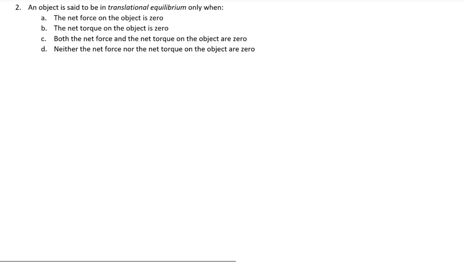This means that option B cannot be correct, because option B states that the net torque on the object is zero, which can be true for translational equilibrium, but this is not the only time when translational equilibrium is true. Similarly, option C is not correct because having both net torque and net force zero is not the only case we can have translational equilibrium, because we can have translational equilibrium without the net torque being zero. And finally, option D is obviously not correct because we need the net force to be zero, so we cannot have neither the net force nor the net torque being zero. Hence, the answer to this question must be option A. An object is said to be in translational equilibrium only when the net force acting on that object is zero.